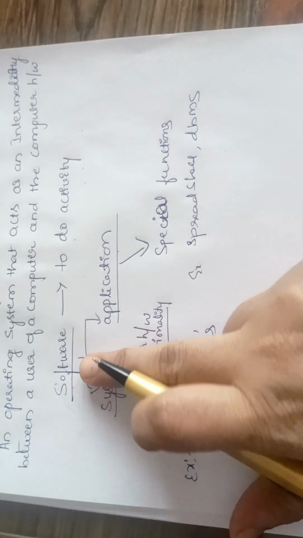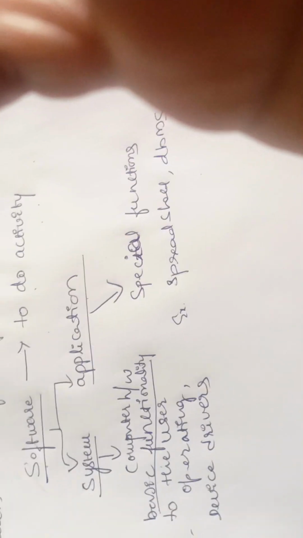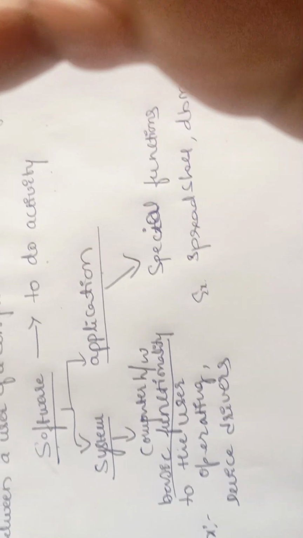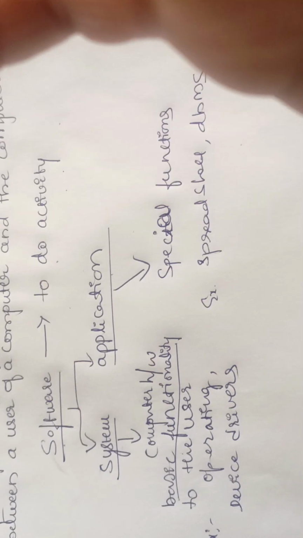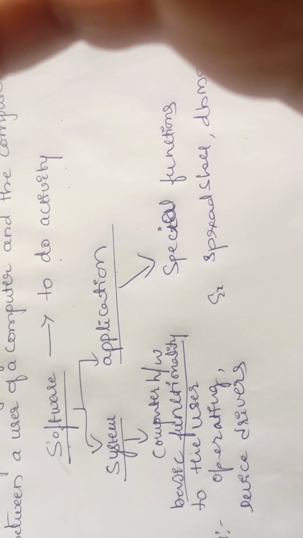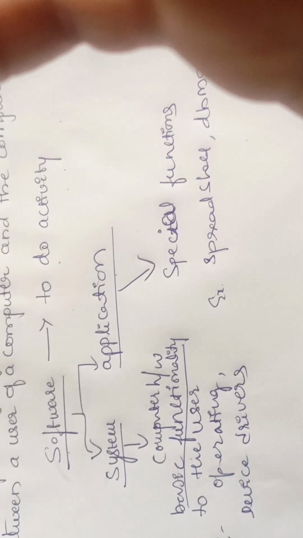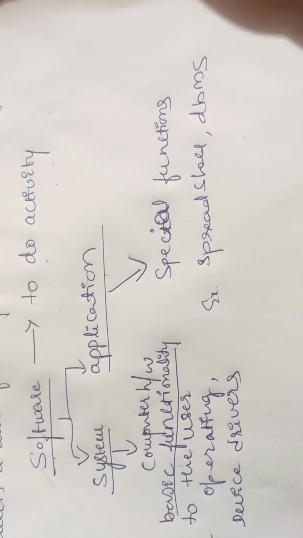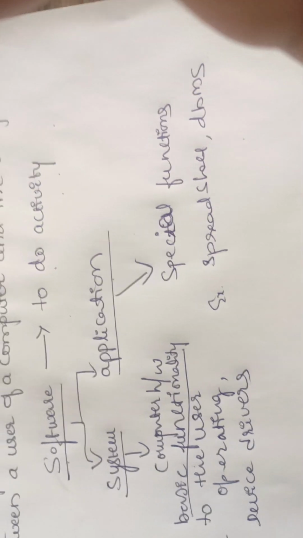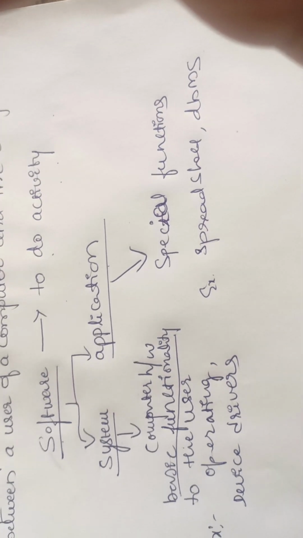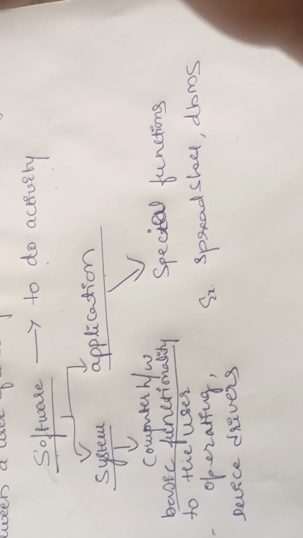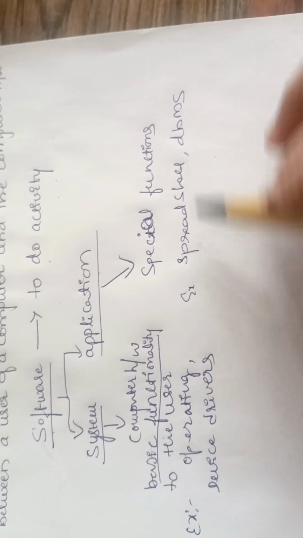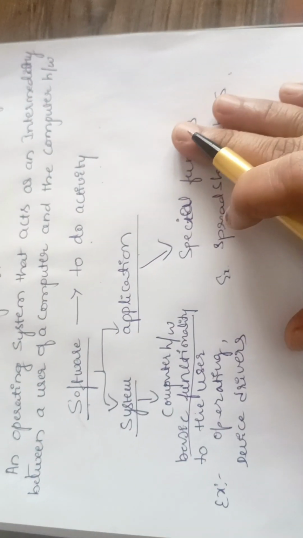So here, software means it's a set of instructions to do some work. In this there are two types: system software and application software. System software provides some basic functionalities, and the application software provides some special functionalities. Example for system software is the operating system or device drivers, and for application software, the example is a spreadsheet or DBMS software, anything it can be. Okay, so now this is clear, I think, right?